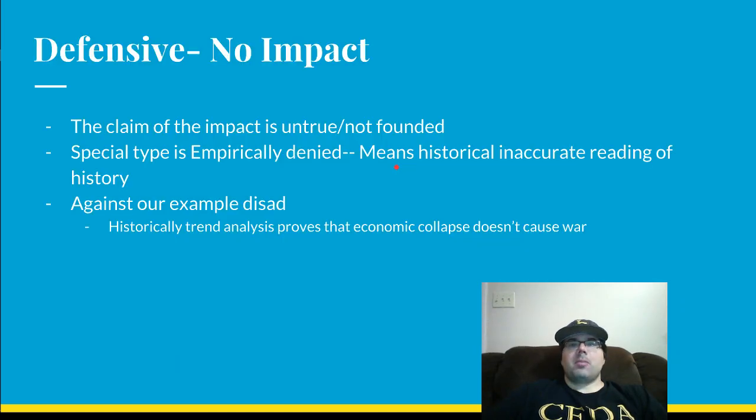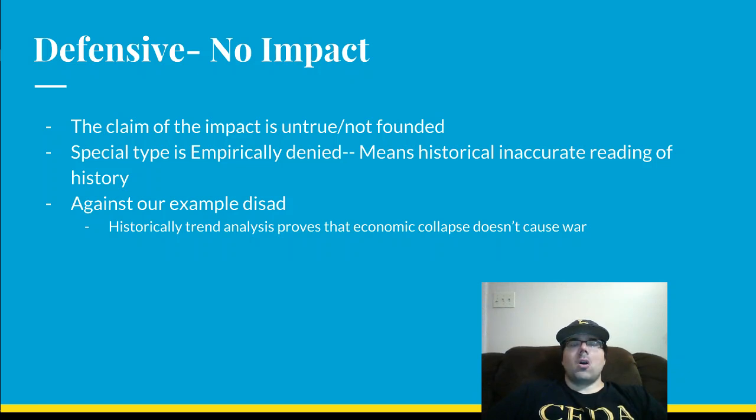The next type of defensive argument is a no impact argument, and it is simply a claim that the impact is either untrue or not founded. There are lots of different types of no impact arguments, but a special type of one is an empirically denied, which means that it's a historically inaccurate reading of history to say that the impact would occur.